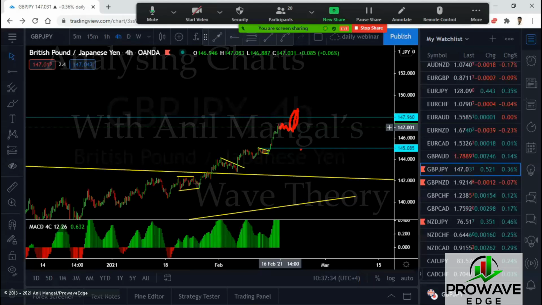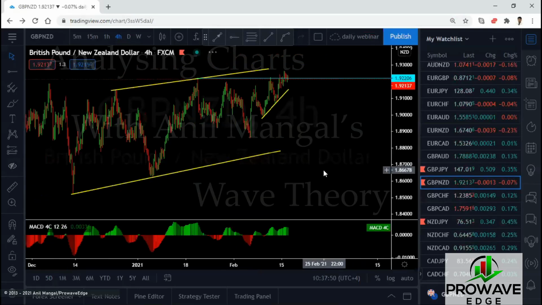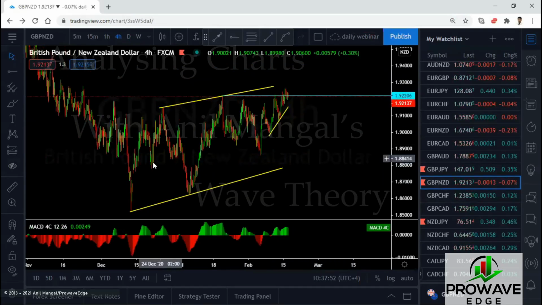Break the top. You may want to move your stops very tight because after that, it could drop or it could continue to go back or make a deeper correction. Tang New Zealand, we're looking for the sell. It's still going up, right? This is still going up.